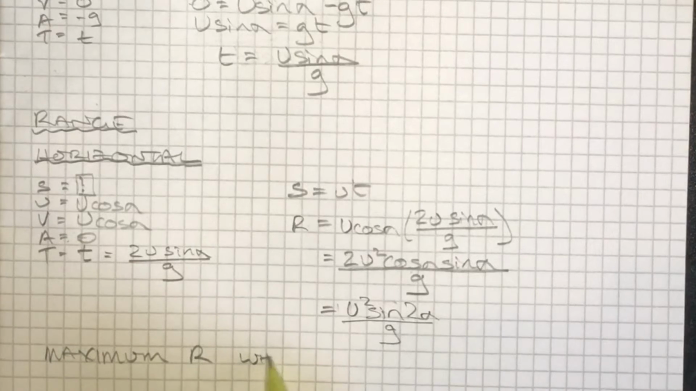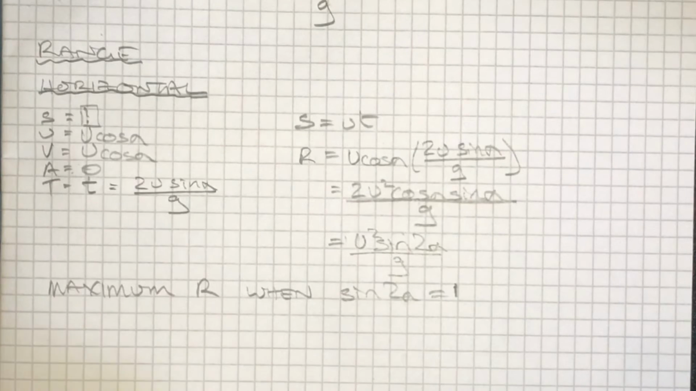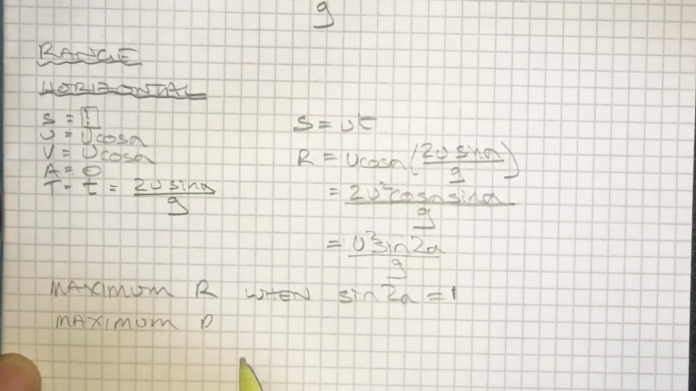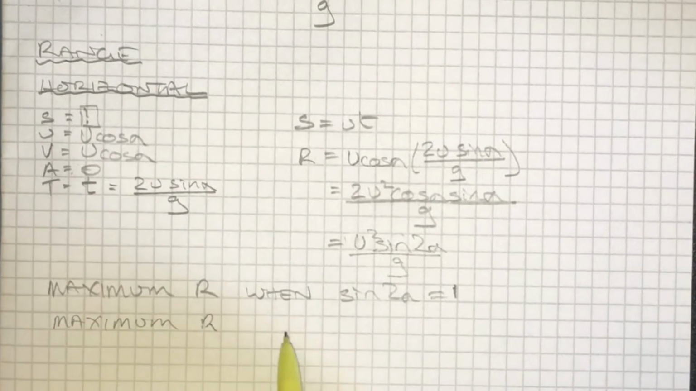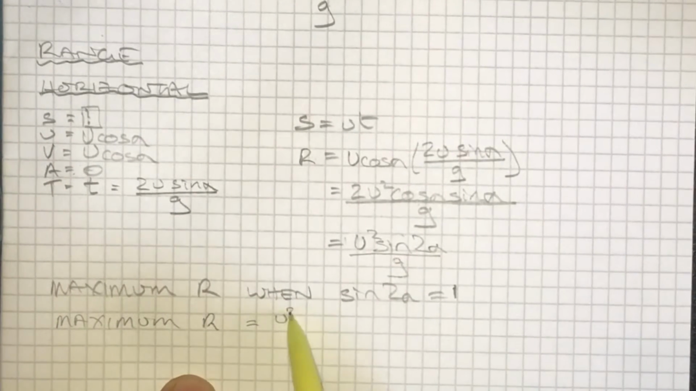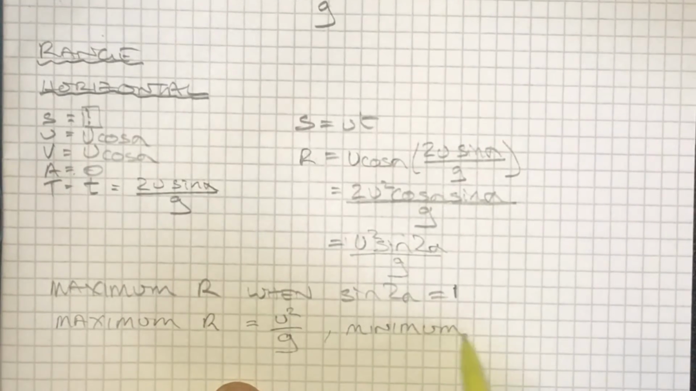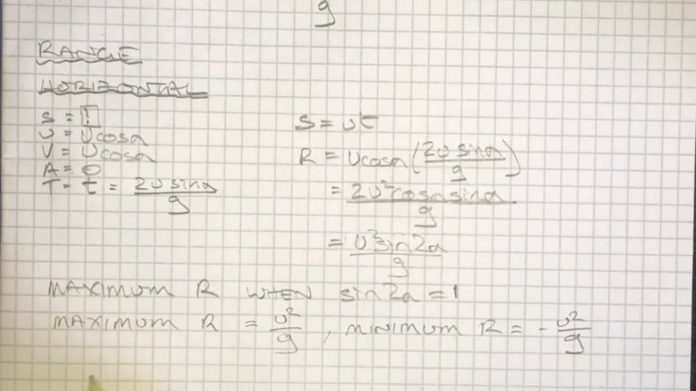This trig expression, we could easily be asked, what's the maximum value that the range could take? Just like you do over in pure, for the maximum we need to consider the variable of the trig function, so the variability of sine 2 alpha, and we realize the maximum sine 2 alpha can take is 1. So then the maximum value of the range is U squared over G, with sine 2 alpha being 1.